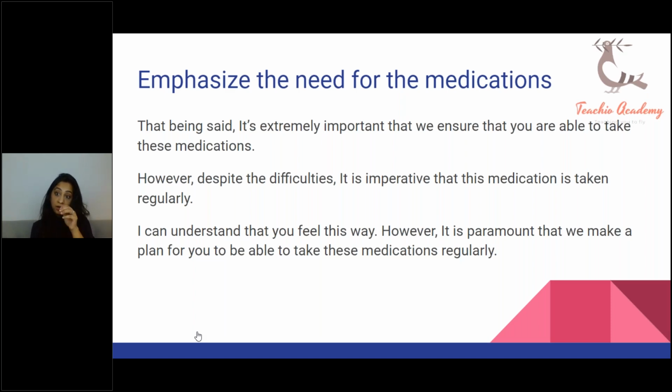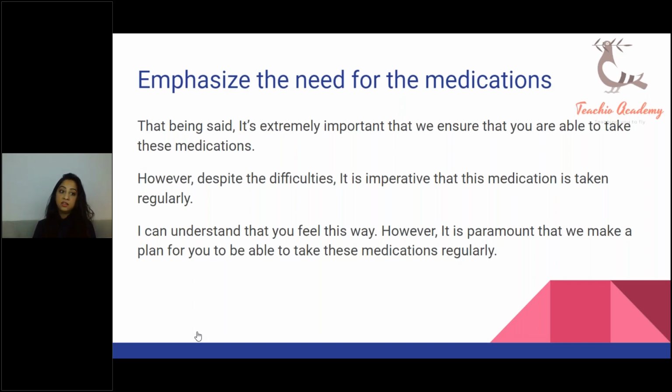So notice how in all of these sentences, I've never said you take these medications. Okay. In the first sentence, I said it's important that we, so we means you and the patient, ensure, so both of us are going to ensure that the patient is able to take these medications. Do you understand the difference between the tone?